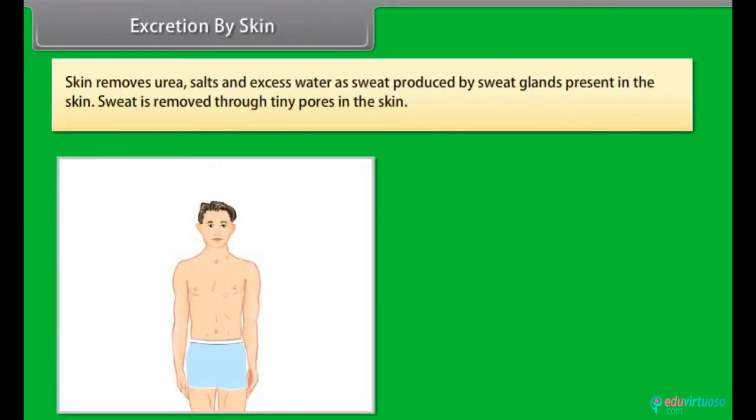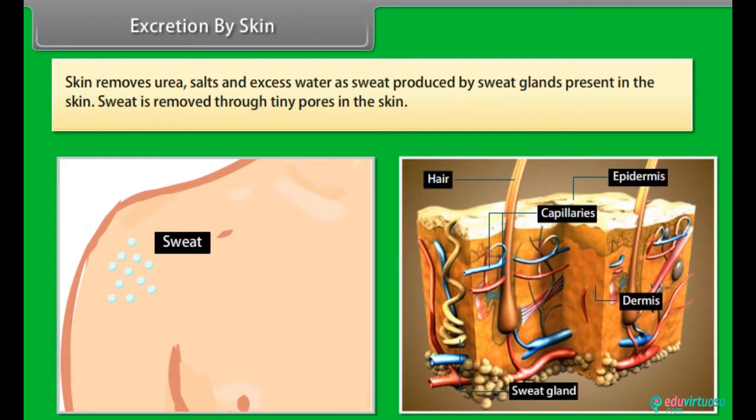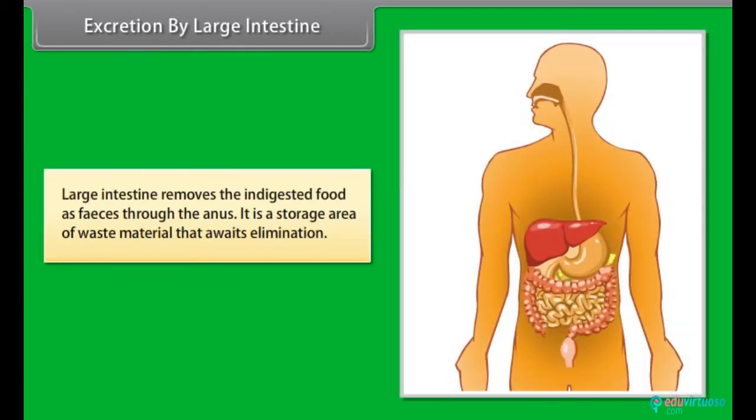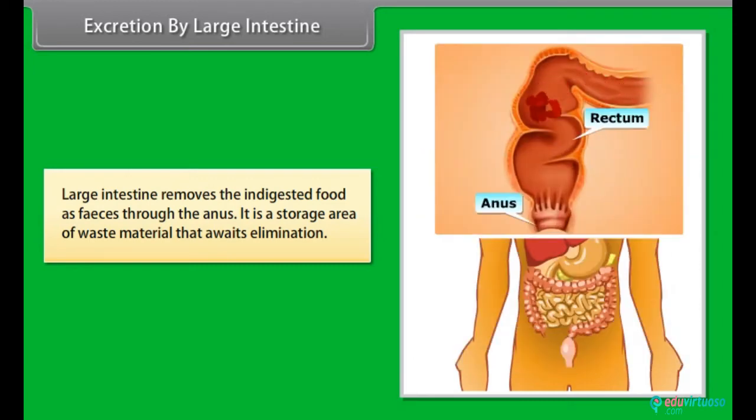Excretion by skin. Skin removes urea, salts, and excess water as sweat produced by sweat glands present in the skin. Sweat is removed through tiny pores in the skin. Excretion by large intestine. Large intestine removes the undigested food as feces through the anus. It is a storage area of waste material that awaits elimination.